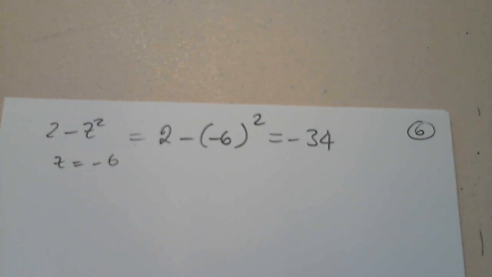Simplify the following. 9b minus 5b is 4b. 5 minus 4 is positive 1. So the answer is 4b plus 1. 4b plus 1. 9b minus 5b is 4b, and 5 minus 4 is 1.